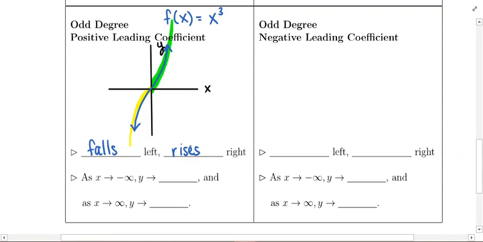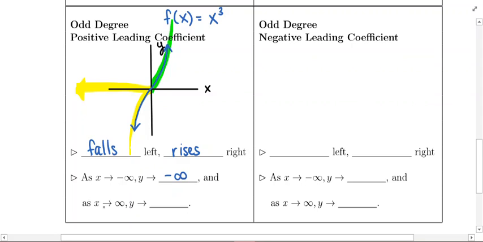So now let's do the more mathy statement. Again, we've got to do the left side and the right side. So first, as your x values approach negative infinity, so if you follow my cursor, as your x values get more and more negative, what's happening to the corresponding y values? They are traveling towards negative infinity on the y-axis. The y values are getting more and more negative. So your y values are approaching negative infinity.